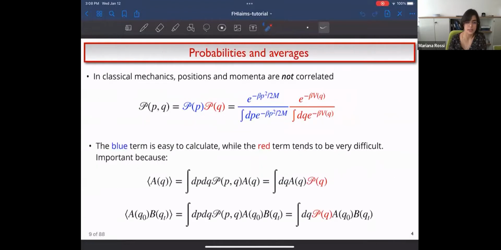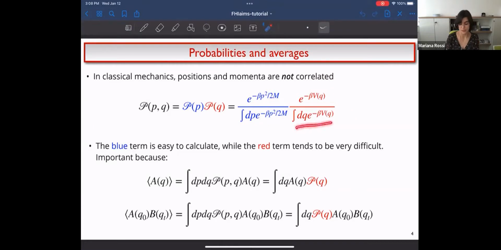Now, what you see is that the blue term is actually quite easy to calculate, because it's only quadratic in the momenta. This is a Gaussian integral, and this part here is also trivial. While in general, the red term is quite difficult to calculate because you don't generally know how the potential depends on the positions. It might not have an analytical form. I mean, you really don't know.